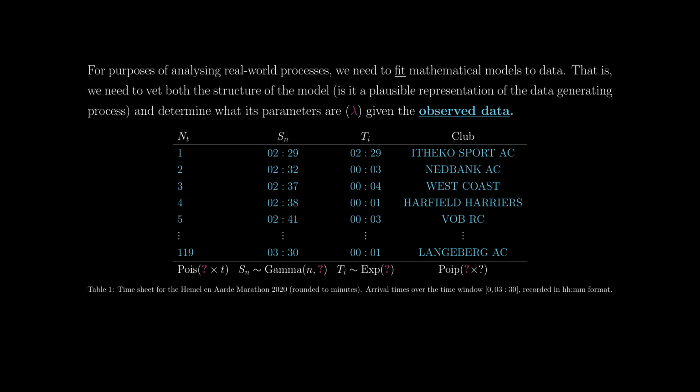That is, we need to vet both the structure of the model, so is it a plausible representation of the data generating process, something we'll touch again on a bit later, and then also determine what its parameters are given the observed data. So for Poisson processes, that means determining the rate parameter given observed interarrival or arrival times and/or counts in a given time window. If we go back to our data table summary of the Poisson process components, the focal point of the analysis now becomes the entries in our data table and the parameters of our model. This is the domain of inference.